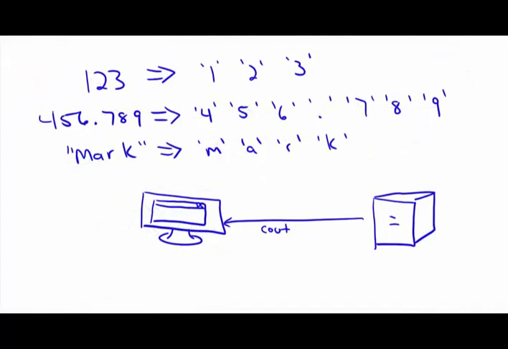Cout is also a stream. We use it to write data out to the console window. Now, data in our programs get converted into characters and then sent to the screen. Here the data, the number 123, gets converted into a group of individual characters, 1, 2, and 3, and they're sent through the stream to the console window.